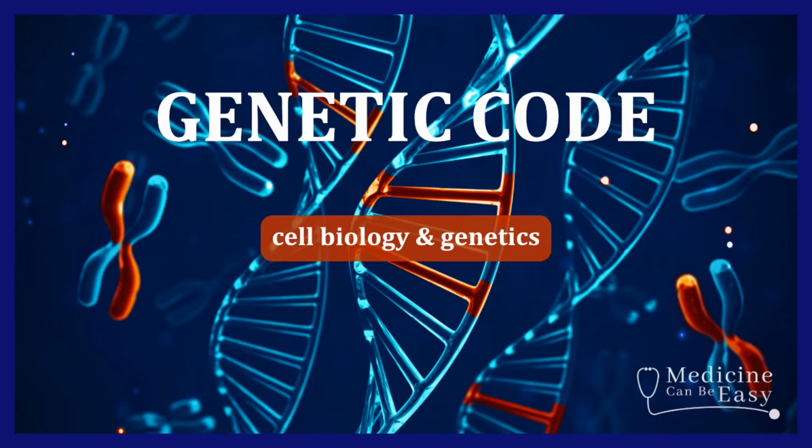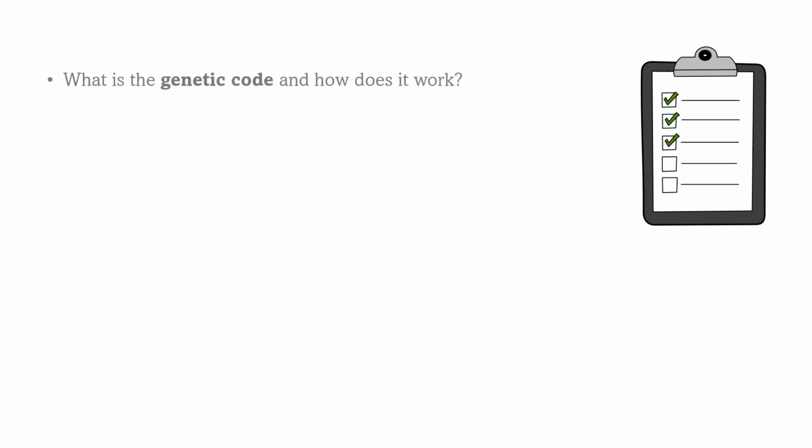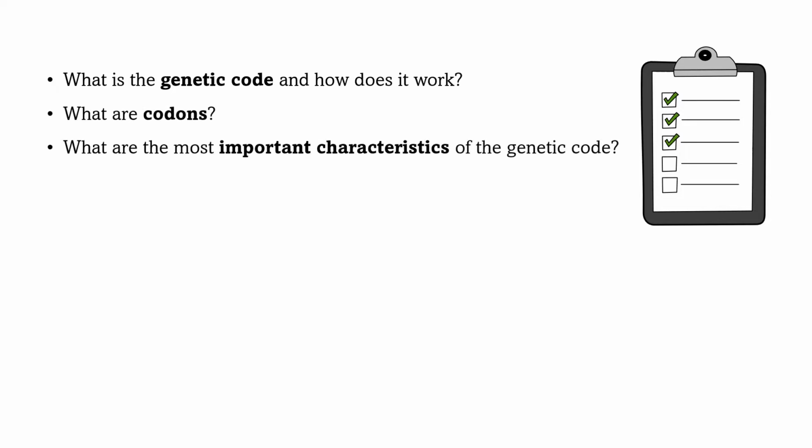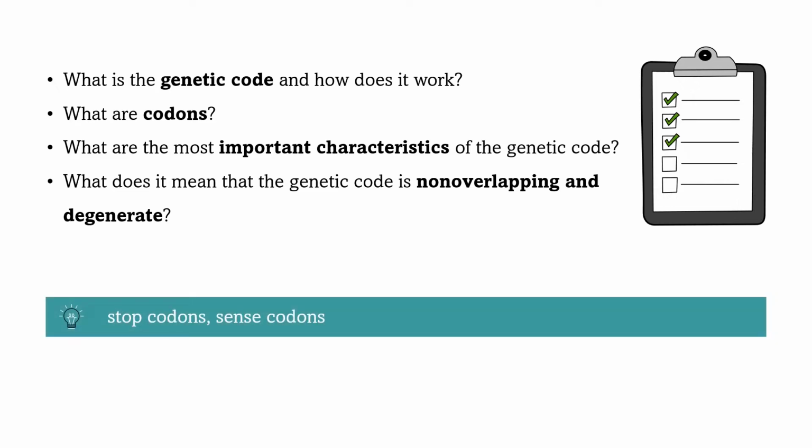In this video, we're going to talk about the genetic code. So what are you going to learn in this video? First, I'm going to explain what the genetic code is and how it works. We are going to review what codons are, and I am going to talk about the most important characteristics of the genetic code and what it means that it's non-overlapping and degenerate. After watching this video, you will also understand the terms stop codons and sense codons.